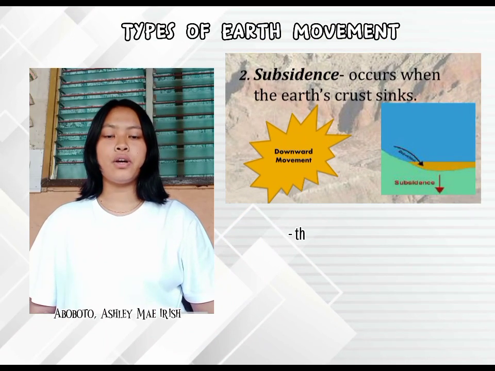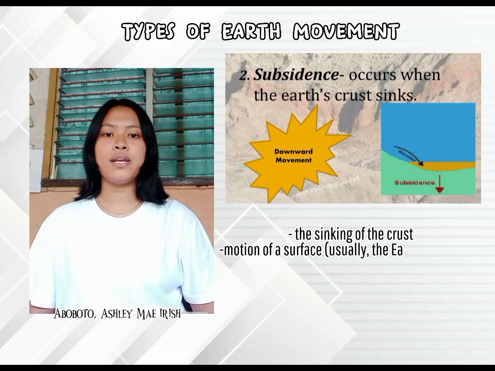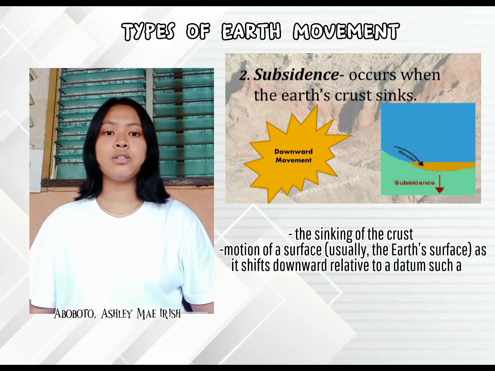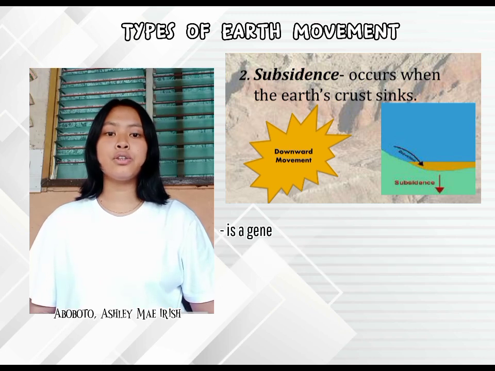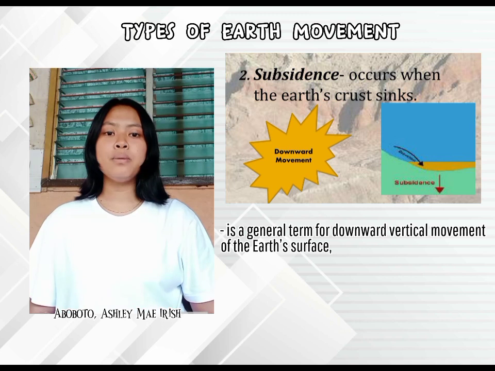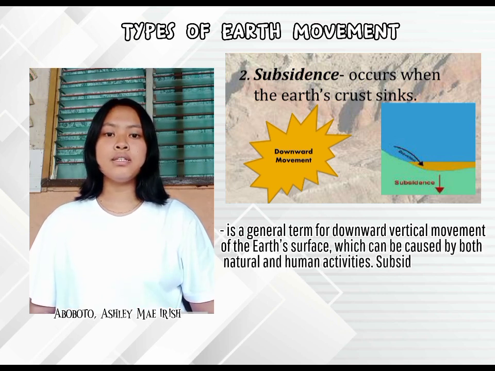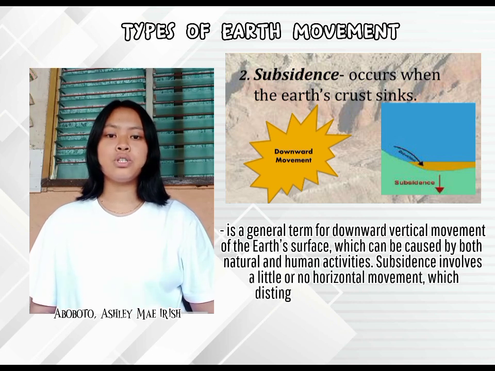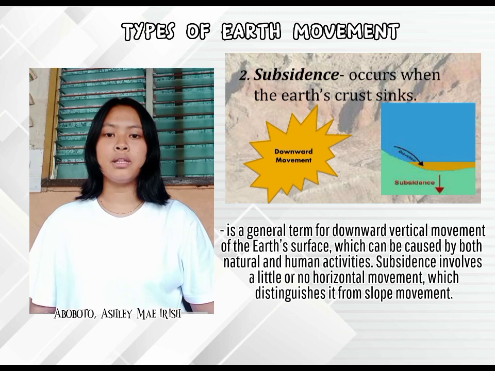Subsidence, the sinking of the crust, is the motion of a surface, usually the Earth's surface, as it shifts downward relative to a datum such as sea level. It is a general term for downward vertical movement of the Earth's surface, which can be caused by both natural and human activities. Subsidence involves little or no horizontal movement, which distinguishes it from slope movement.